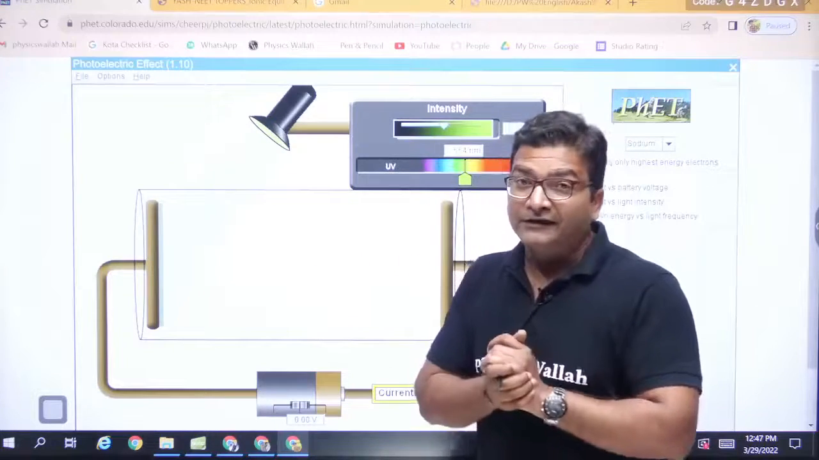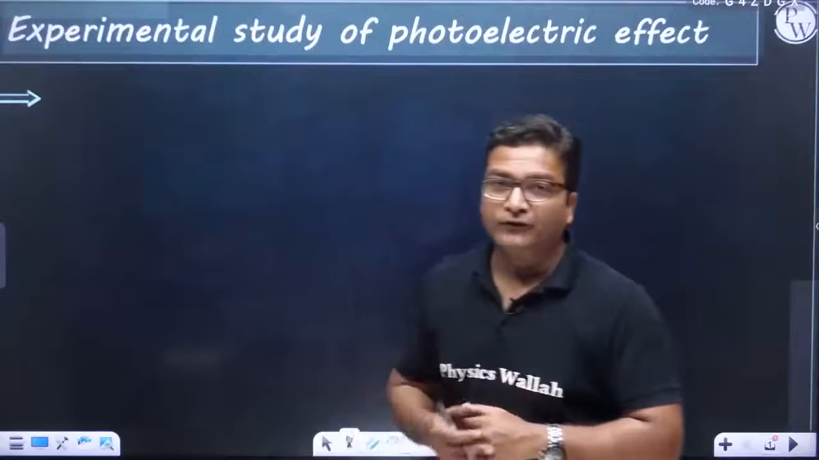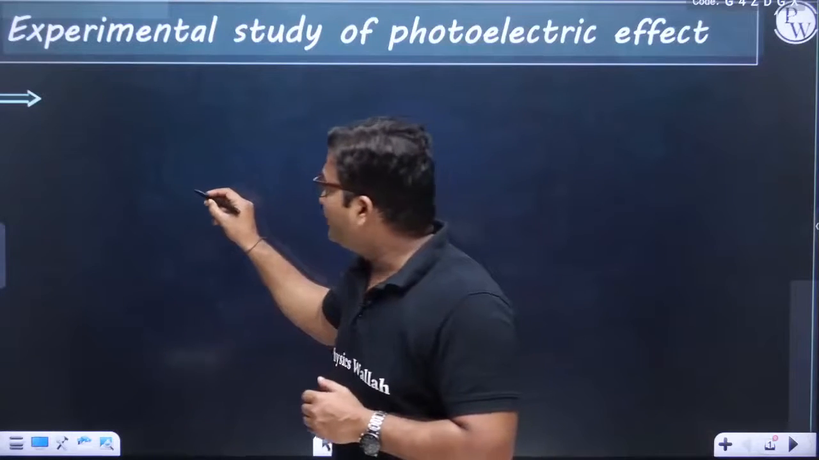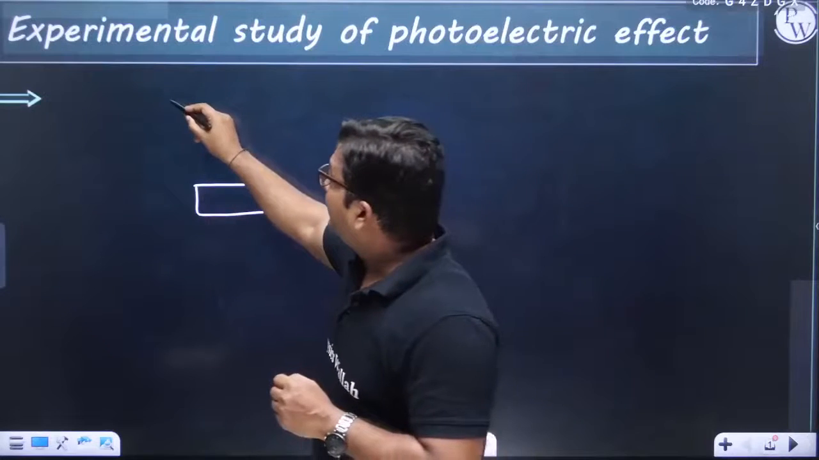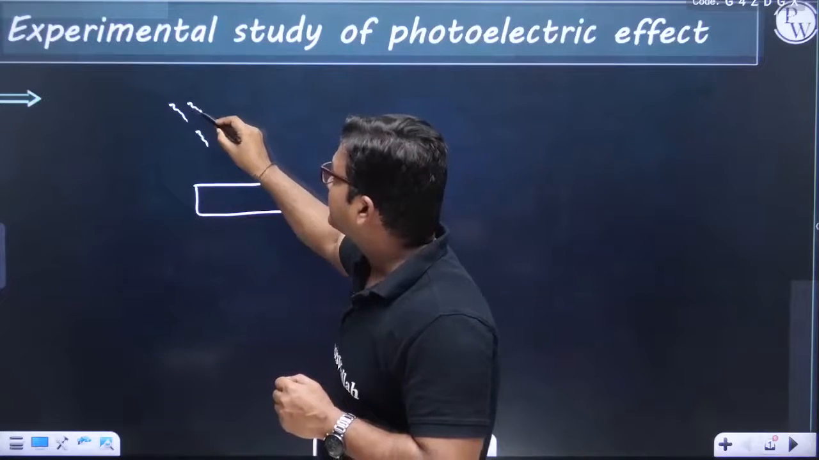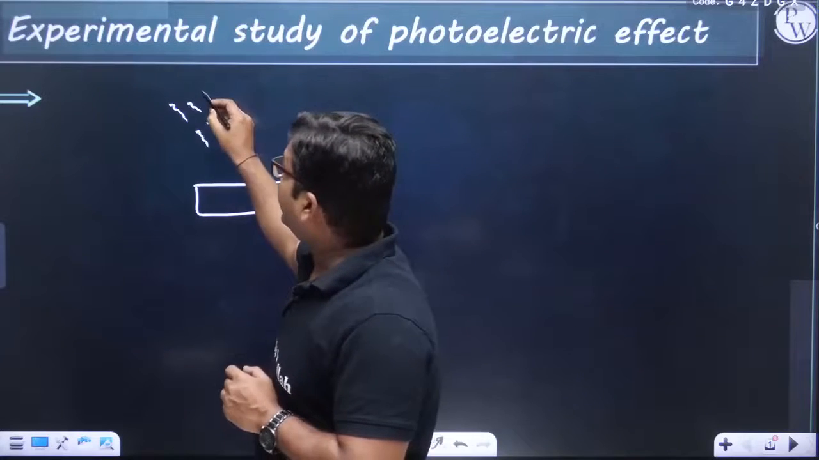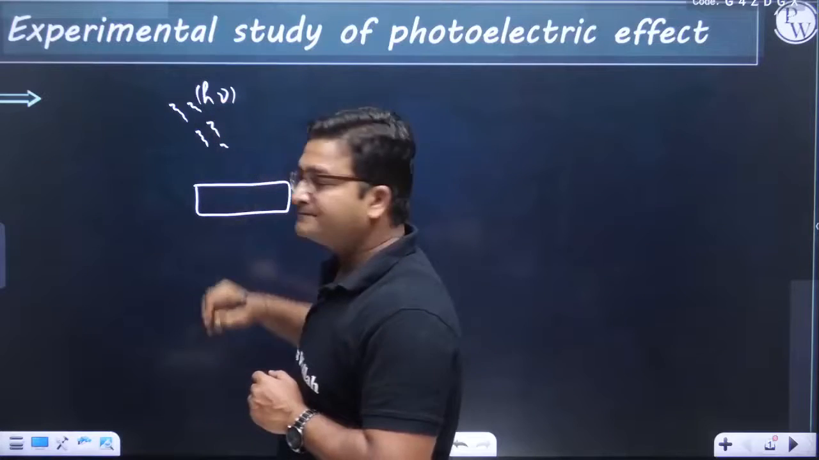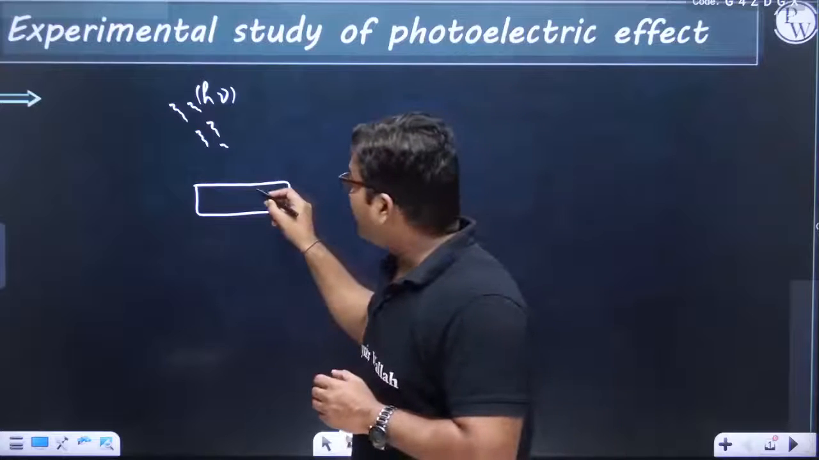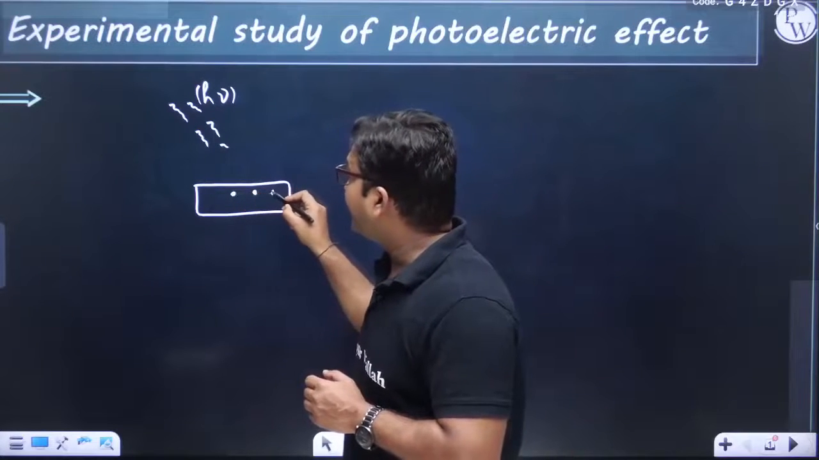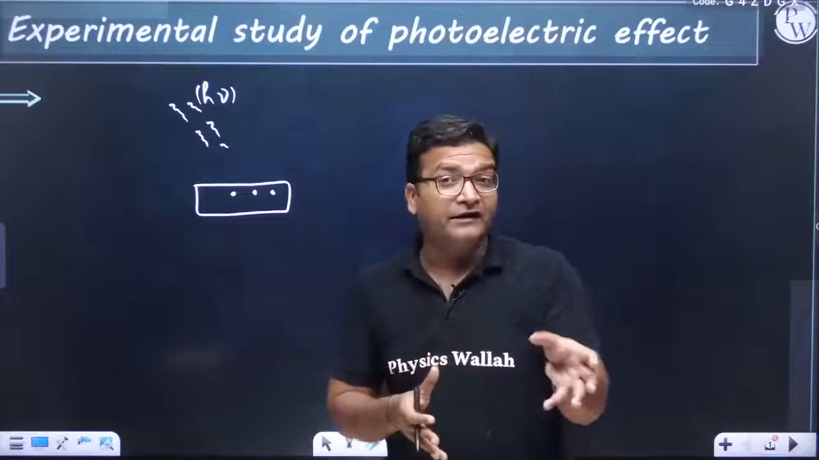Let us now understand the mechanism of the photoelectric effect. Suppose we have a metal plate as cathode, like we had in the experiment, and light is falling on it. Say the frequency of the light photon is nu, so the energy of each photon is h nu. When these photons enter the metal, the free electrons inside first absorb this energy, so electrons gain energy equal to h nu.